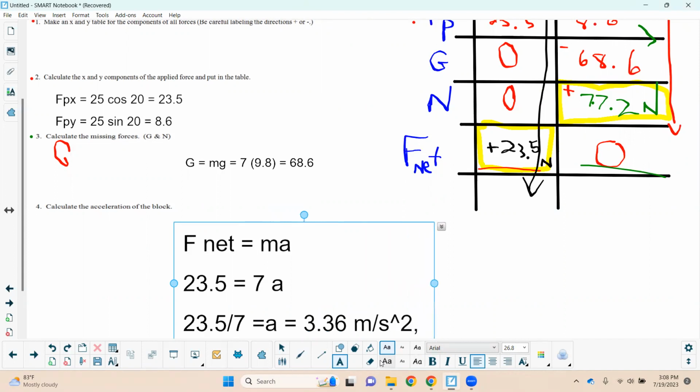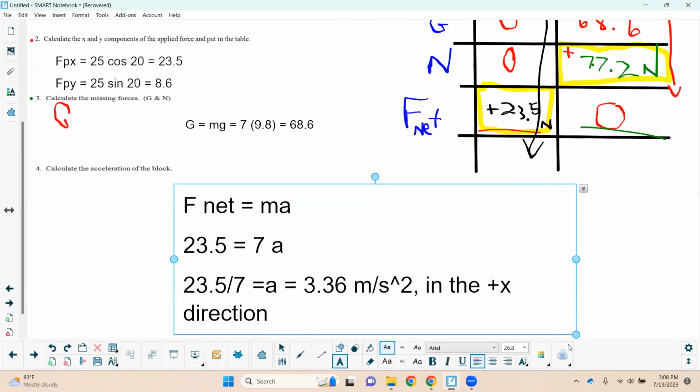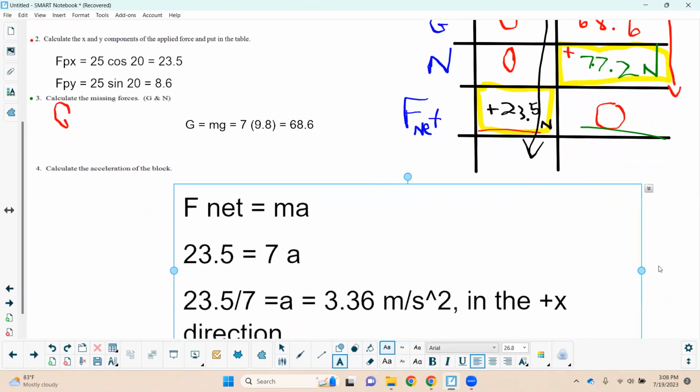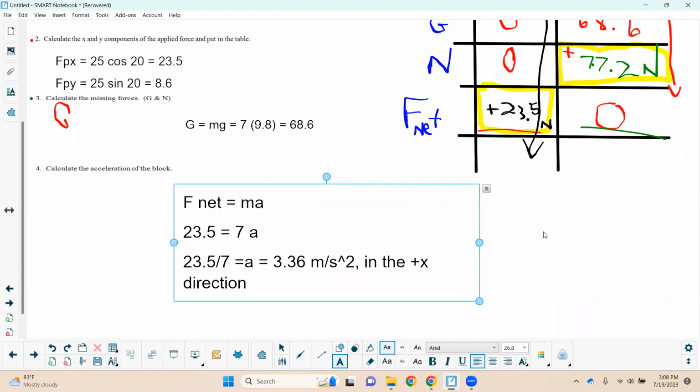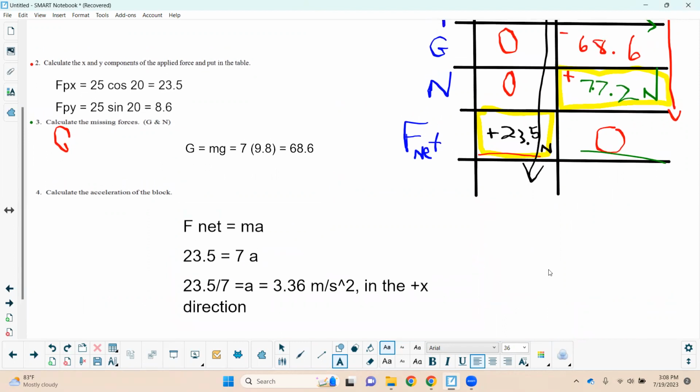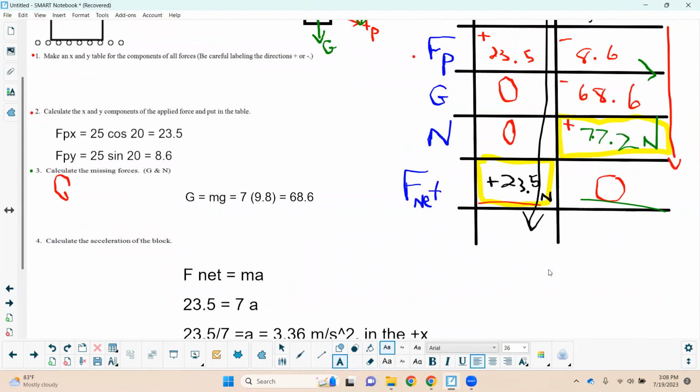And it's going in the positive X direction because it is only going to the right. It's not going up or down. That's why we got 0. So let me do that to make it all fit. So that is problem number 3. So hopefully that made sense.